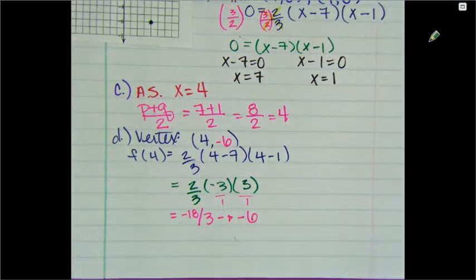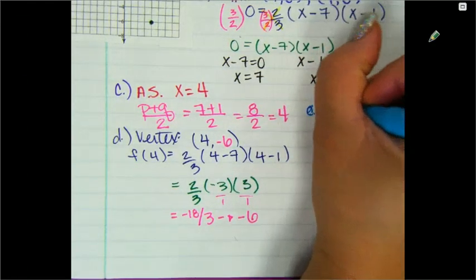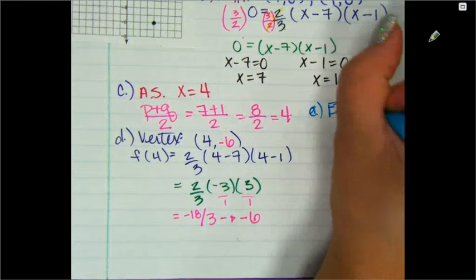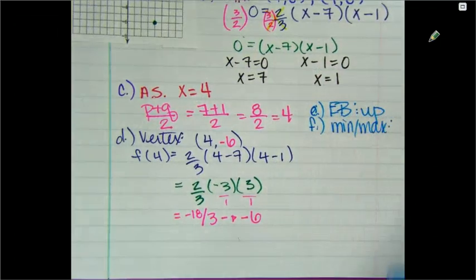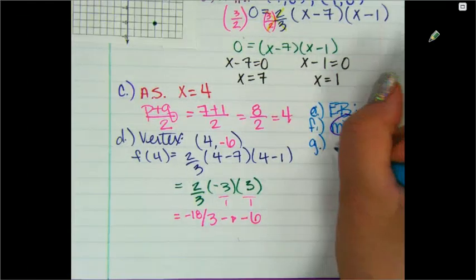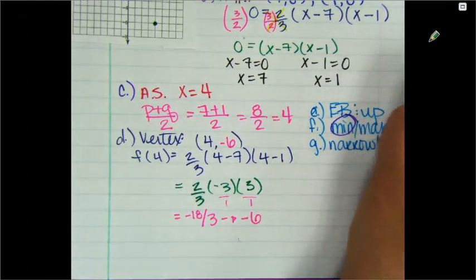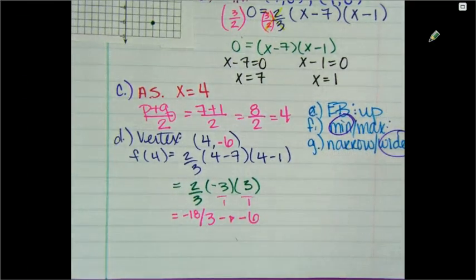All right, end behavior is the next one. End behavior: up. I'm going to put it over here because I'm out of room. All right, letter F, min or max. Minimum. Good. Letter G. Narrow, wide. Why is it wide? Because it's a fraction. Very good. No, there's only an A.